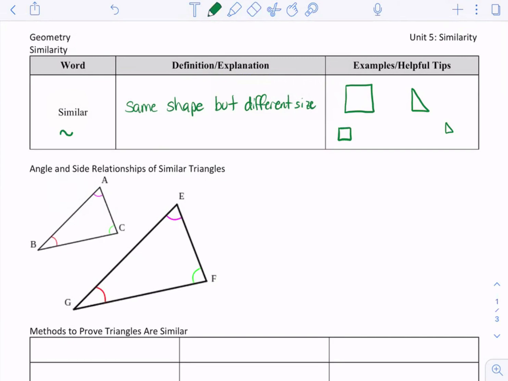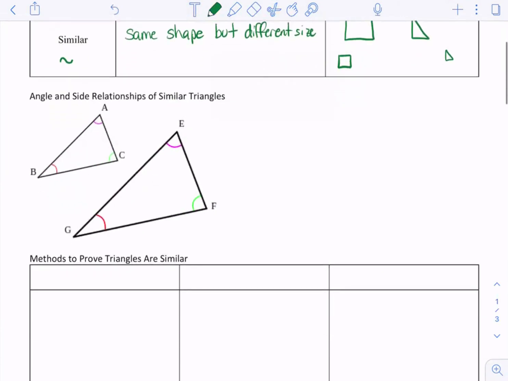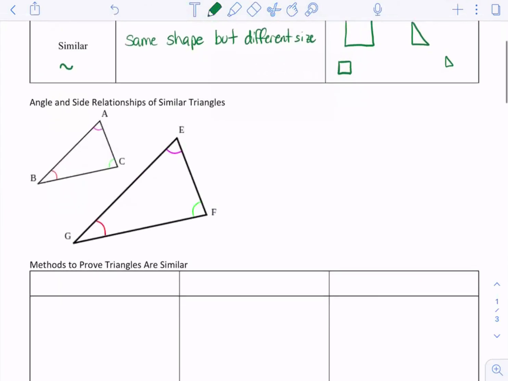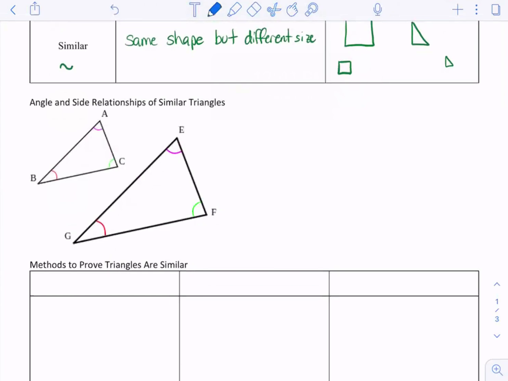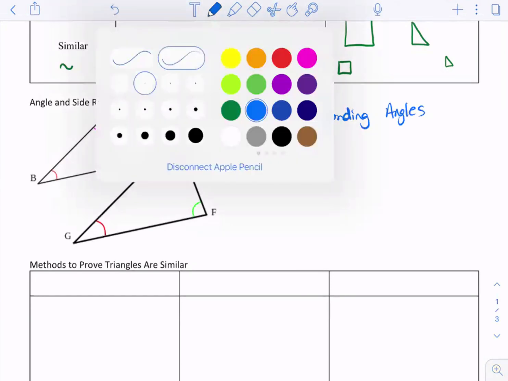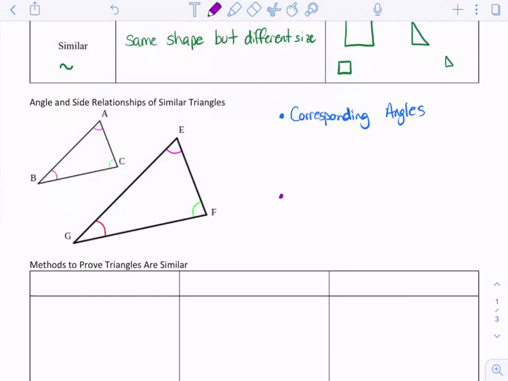Now, specific things about them have to be true. Just like when we have congruent triangles, we need 3 pieces of evidence. You still need to have 3 pieces of evidence. But let me talk about the properties of similar triangles before we get started. There are 2 main things you need to know. You need to know one thing about their corresponding angles. And you need to know something different about the corresponding sides.